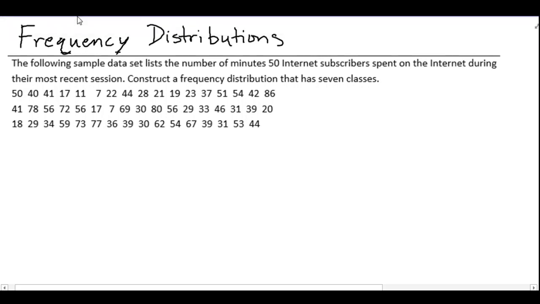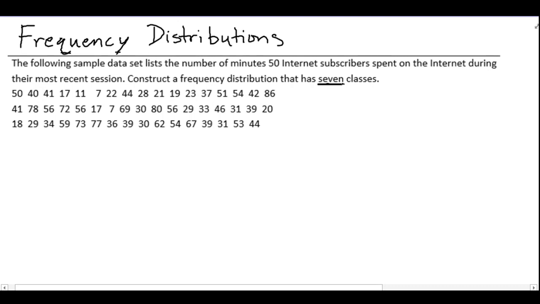Going to help you guys construct a frequency distribution given some data. Over here we have 50 pieces of data collected for internet subscribers, time spent on the internet during their most recent session. They want us to create a frequency distribution that has seven classes. This is going to be a key number for us to use here.